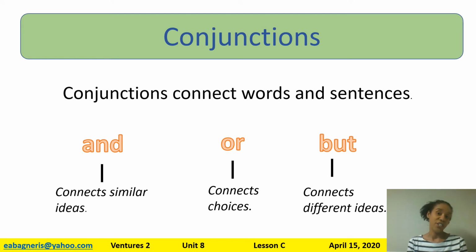So what are some conjunctions? Well, we have and, or, and but. Okay? I know many of you have heard these words. And connects similar ideas, things that go together. Or connects choices, one or the other. Not both at the same time, like and, but one or the other. Two things, but only one at a time.